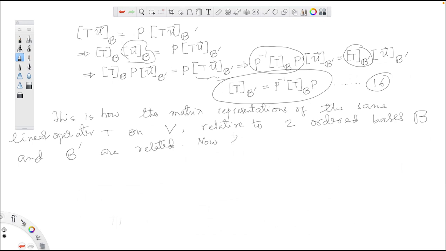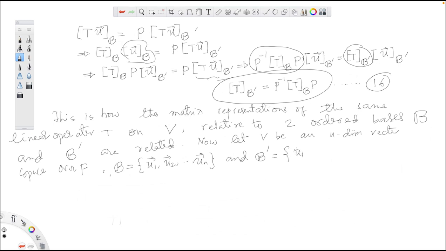Now let V be an n-dimensional vector space over F. Calligraphic B is equal to U1, U2 all the way up to UN, and calligraphic B prime is equal to U1 prime, U2 prime all the way up to UN prime, are two ordered bases of the vector space V.